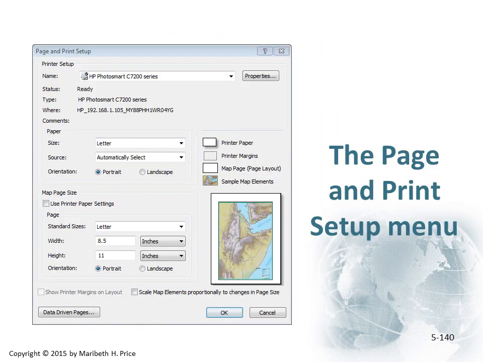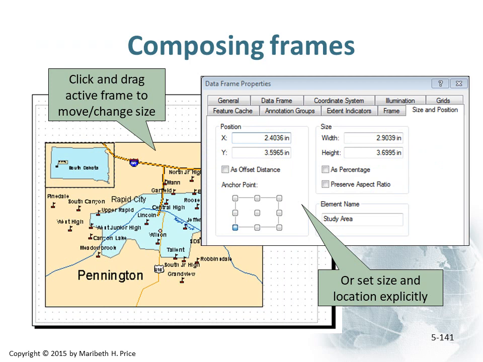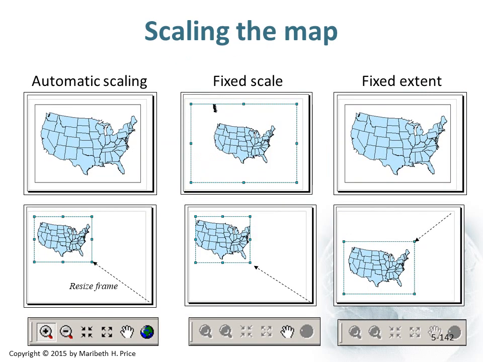You can print portrait or landscape. You can have quite a lot of control over some of those aspects of what things look like. Composing frames, dragging things around, that kind of stuff is pretty easy. Scaling your maps: automatic, fixed extent, etc.